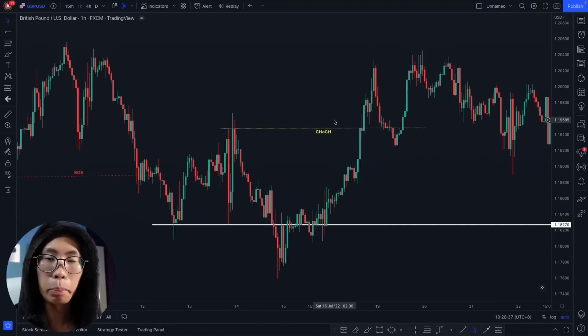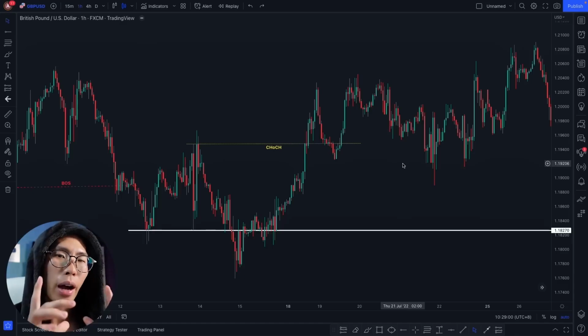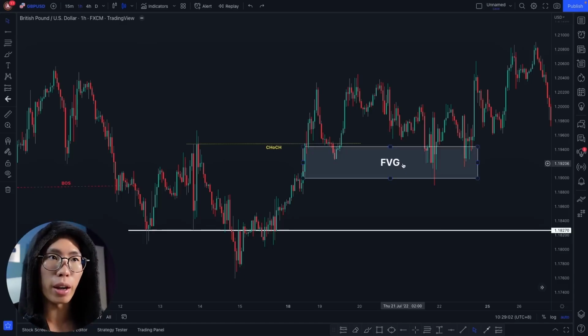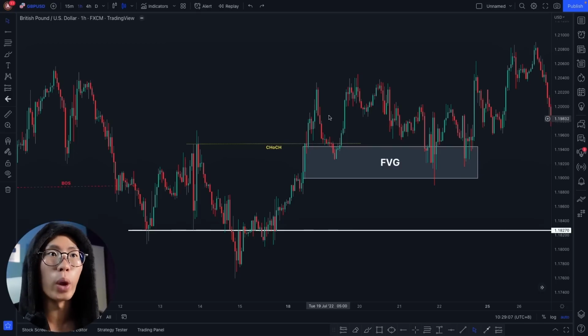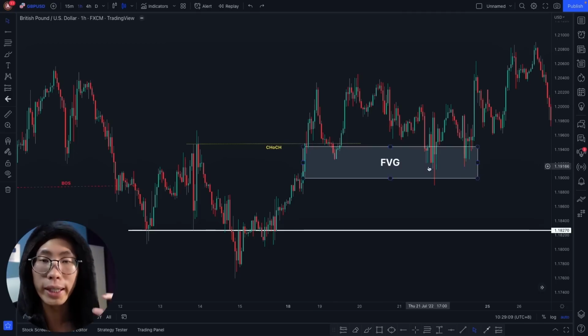So back to the example, you want to enter for a buy when price has come back down to our fair value gap. So in this example, I can spot a fair value gap right here. You can see right here there's a fair value gap, and right now what we want to do is to wait for price to come back down to retest this fair value gap. Then that is when we can enter for a buy.